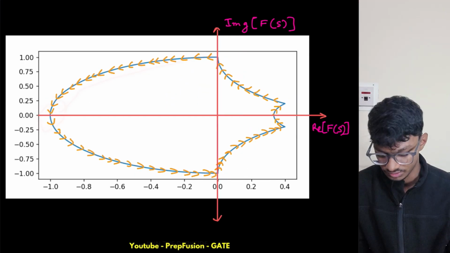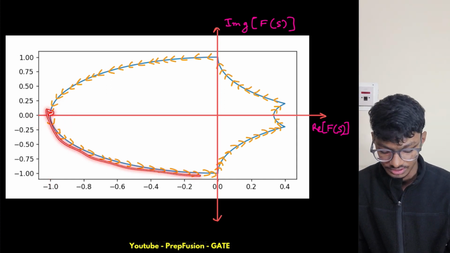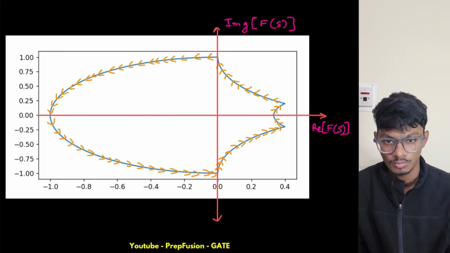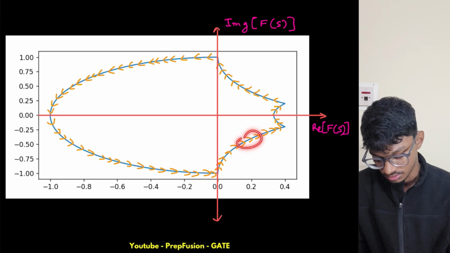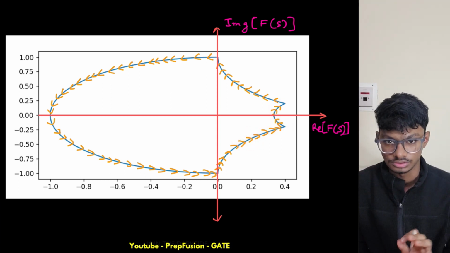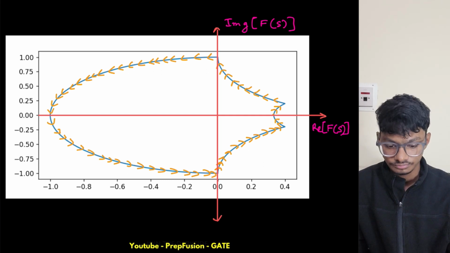The real component is minus 1 and the imaginary component is 0. That's why it touches here. Then again it is symmetrical around the real axis, and it comes back here. Here again this is the critical point, 0.2 minus j 0.4. So this completes the whole contour. This is the contour basically.